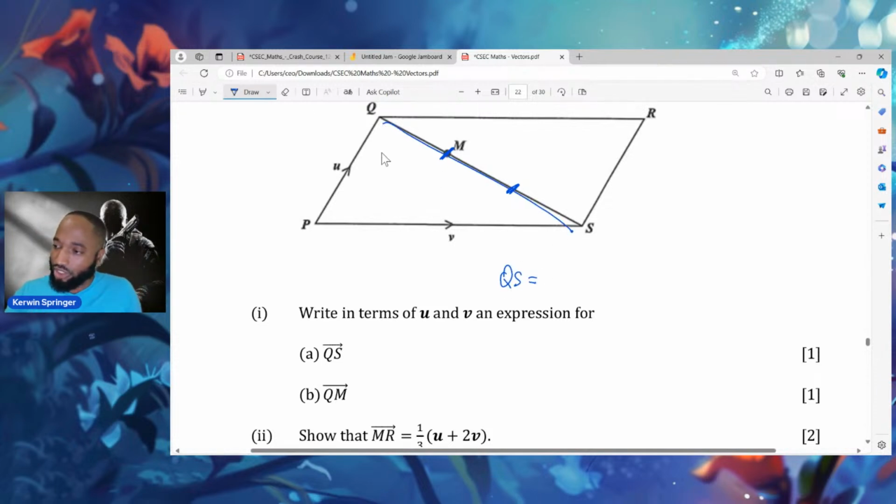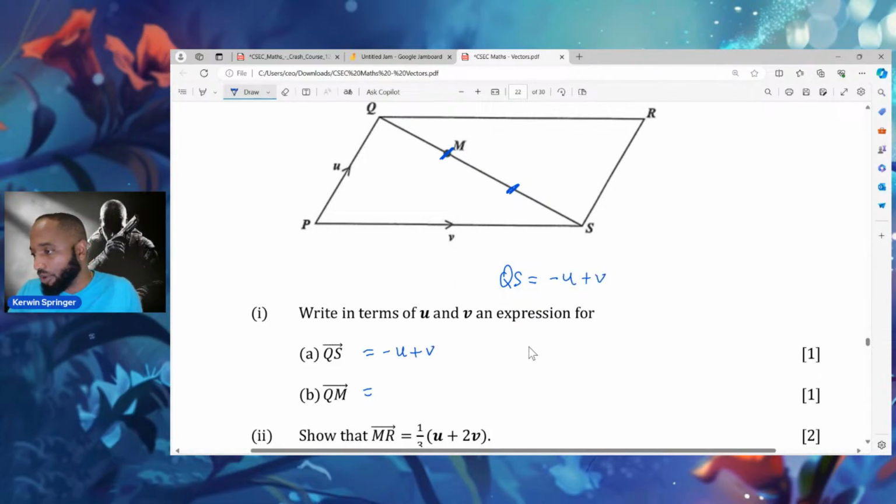We don't know the direction Q to S, so we'll need to go this way, which is down the U. Once you're going opposite to an arrow, you have to use a negative. And we'll go this way. This is one of the most common styles of questions. So it's negative U plus V.